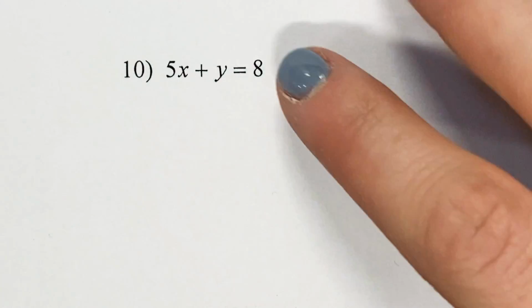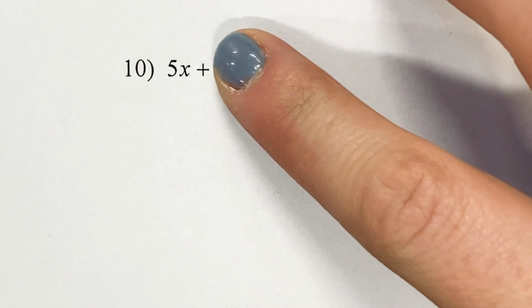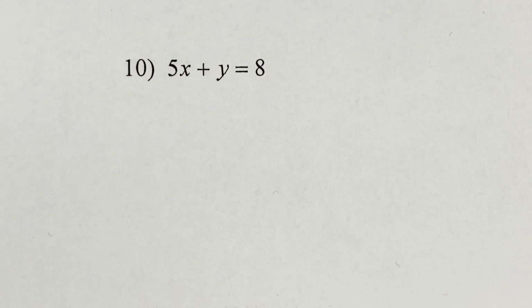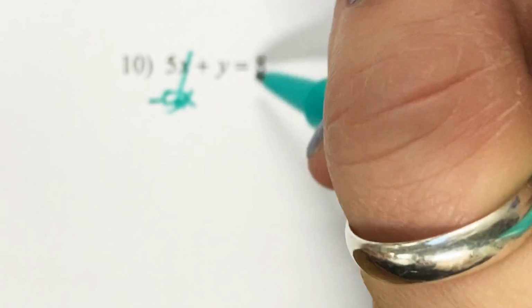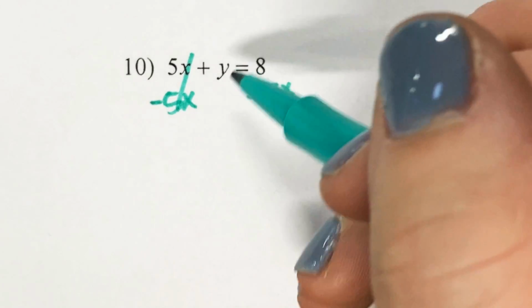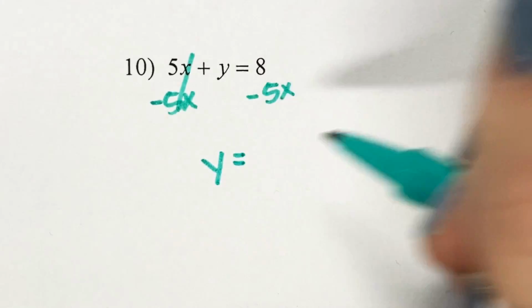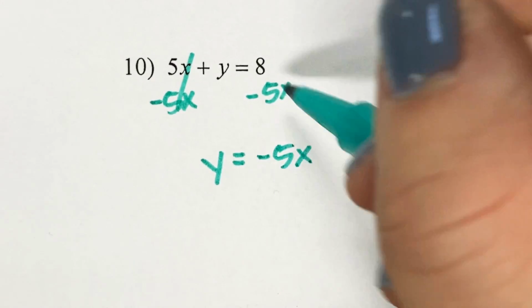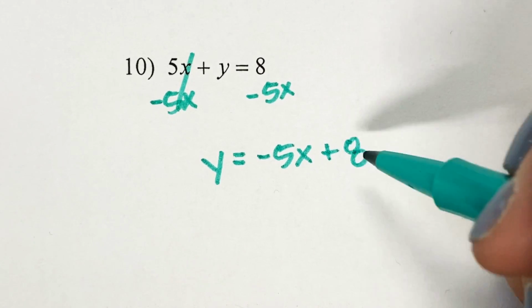Okay, let's look at number 10. Okay, ignore the 8, he's already over there. What's farthest away from my y? 5x. What is the opposite of positive 5x? Negative 5x. Okay, so now we have just the y, positive y. Write your one with the x first, so negative 5x and positive 8 that was already over there.